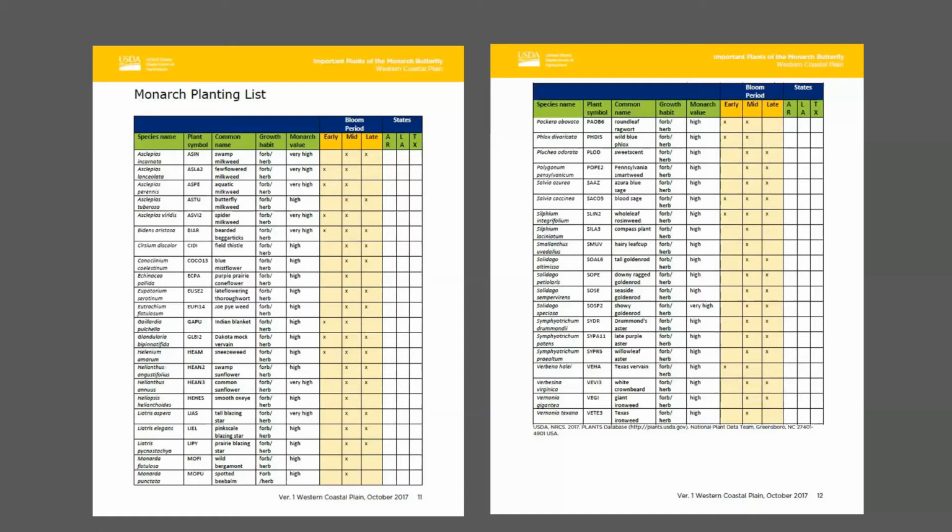This document also has a monarch planting list. These are the species that we recommend planting for monarchs. Obviously, there's a lot of correspondence between the previous list, the inventory list, and the planting list that I'm showing you now.